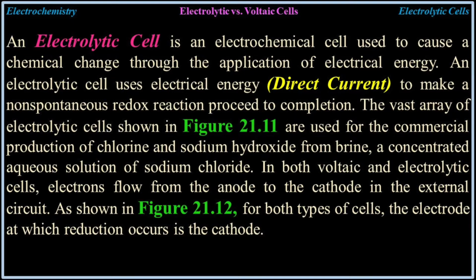In both voltaic and electrolytic cells, electrons flow from the anode to the cathode in the external circuit, as shown in figure 21.12. For both types of cells, the electrode at which reduction occurs is the cathode.